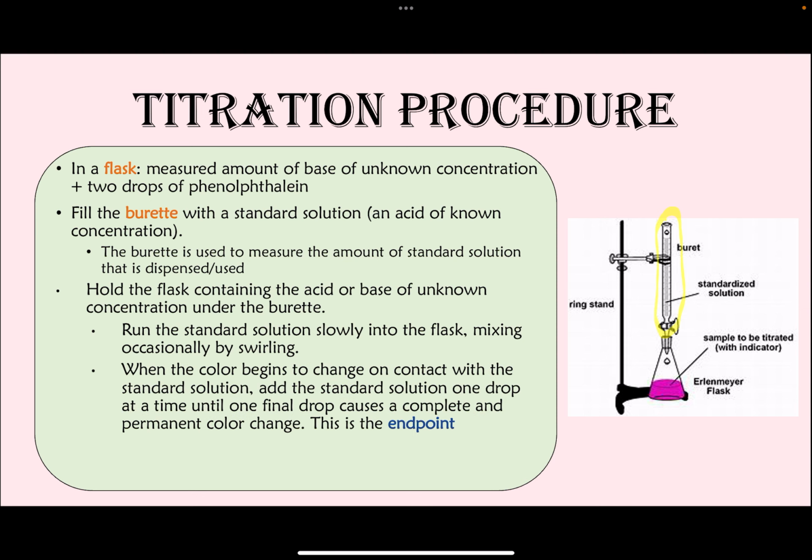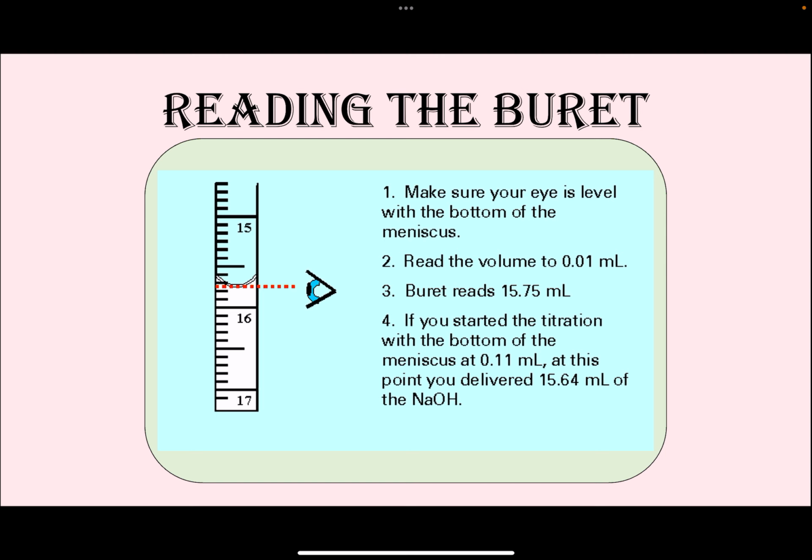Eventually what's going to happen is that the color is going to start changing, but we keep swirling it until the color change is permanent and it doesn't go away. And then remember, our goal was always to get the lightest pink color, as light as possible, because the more pink your solution is, the more basic that solution will be. So once the color is constant, that means we have reached the end point. So that's where we stop and we take the final volume. So that gives us the difference in the volume, or the volume of the standard solution that we have used.